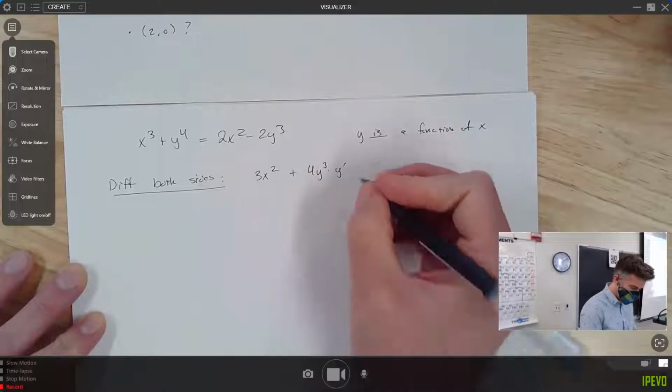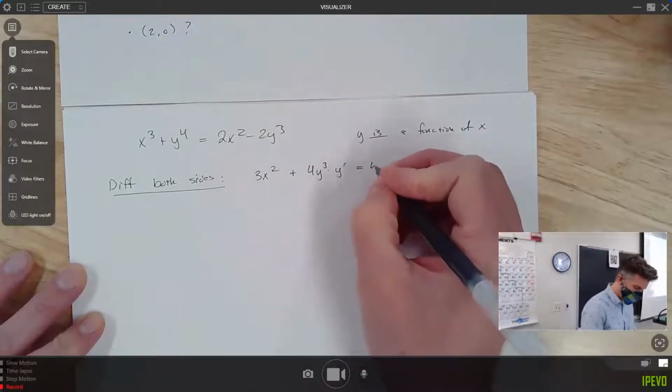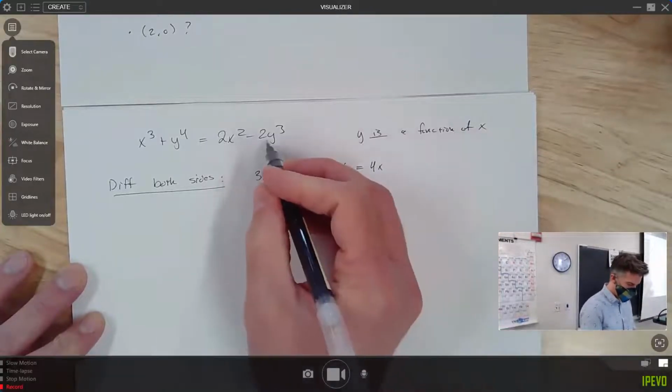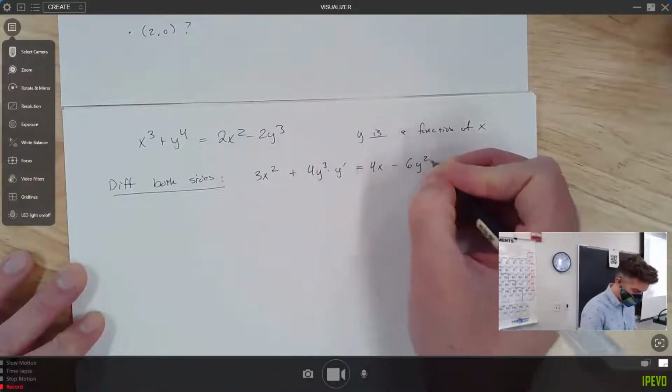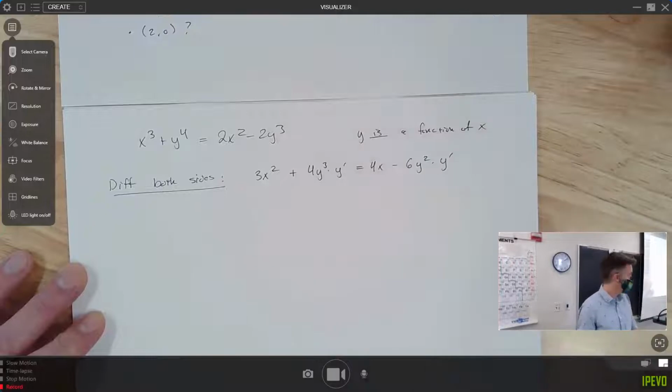On the right-hand side, the derivative of 2x squared is 4x. The derivative of 2y cubed is, well, 2 times some stuff cubed is going to be 6 times my stuff squared times the derivative of my stuff. And then the rest is algebra. We're going to solve for y prime.